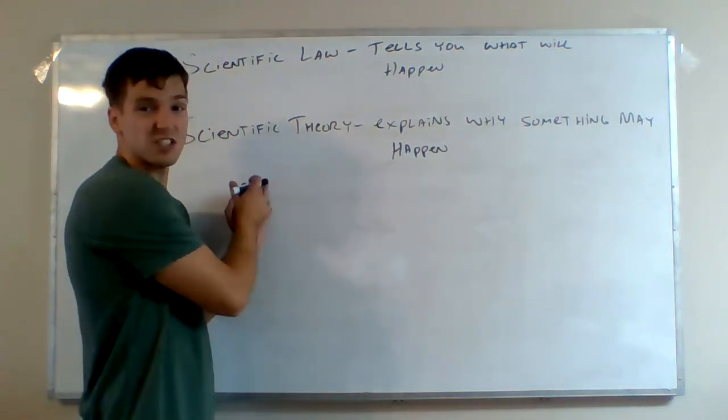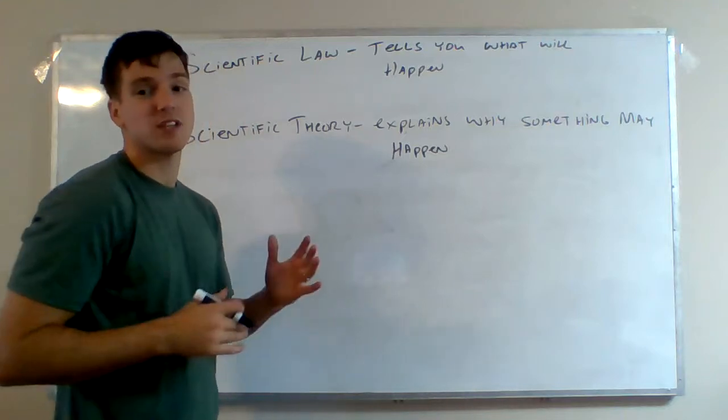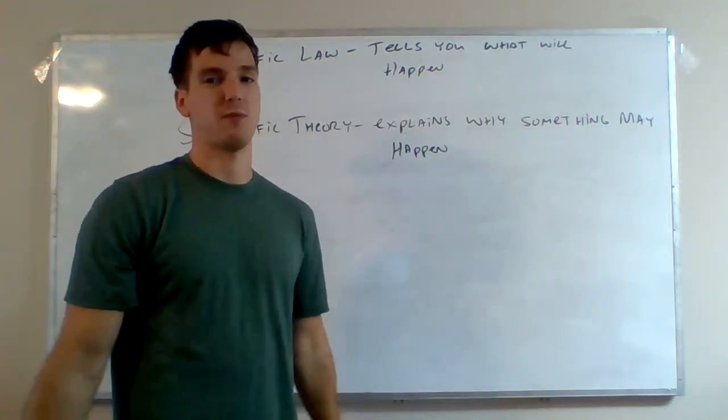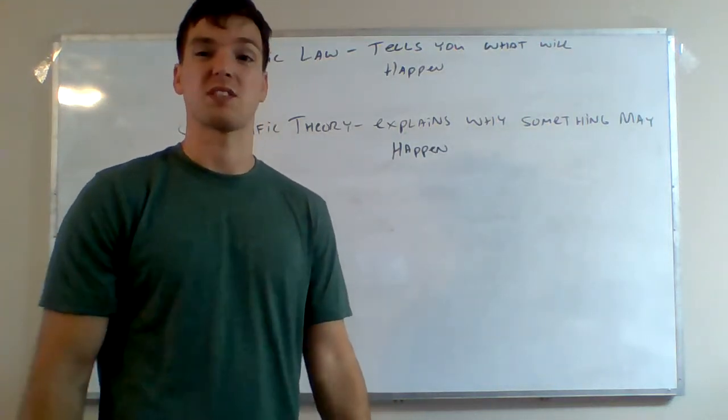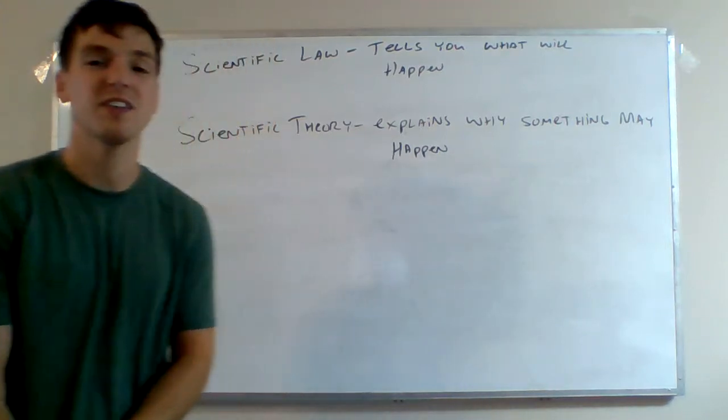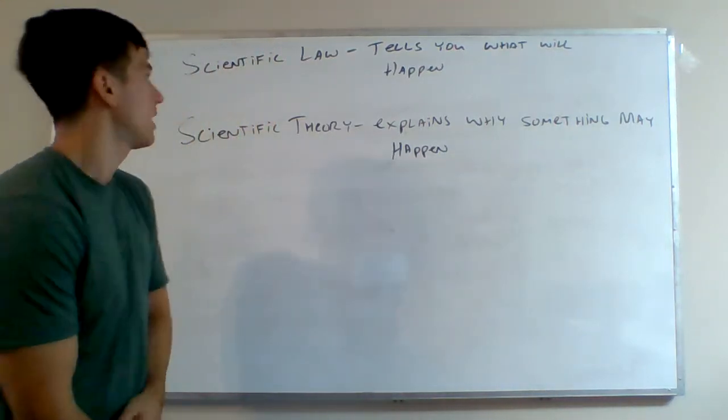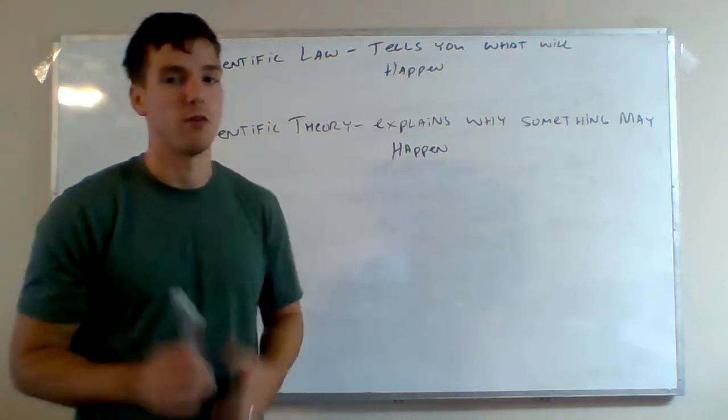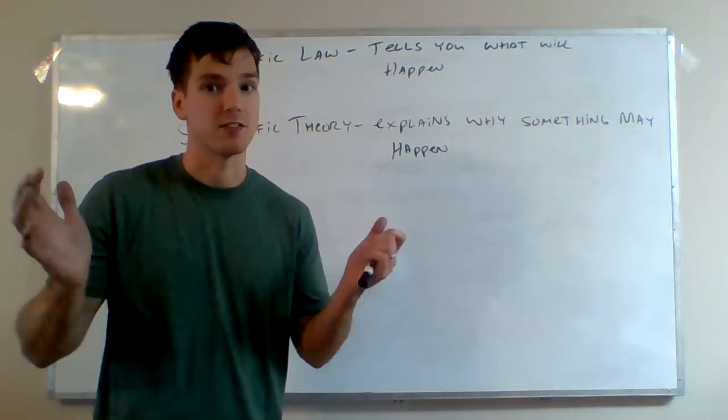So it's just a theory. We think that's what's going to happen, but we have no real way of proving it. We just don't have the tools, the resources, or the science behind it to prove it. Okay, so theories are things that we think may happen. Scientific law is that we know for sure this will happen. I drop this marker, it's going to fall.